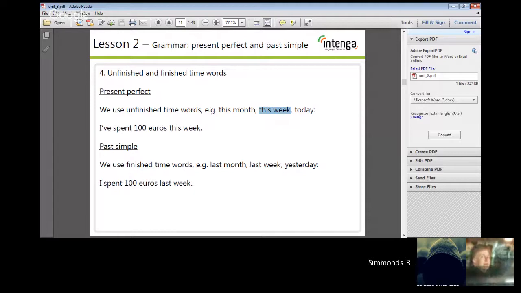But anyway, continuing on with the presentation, if the last week is past week, don't worry about that. Okay. And then, so I've spent 100 euros this week. This week hasn't finished yet. Okay, that's what they're saying here. And with finished words, last month, last week, yesterday, these moments or days or time periods have finished. They're finished, complete. Okay, so I spent 100 euros last week. We are now in this week. So last week I spent 100 euros.